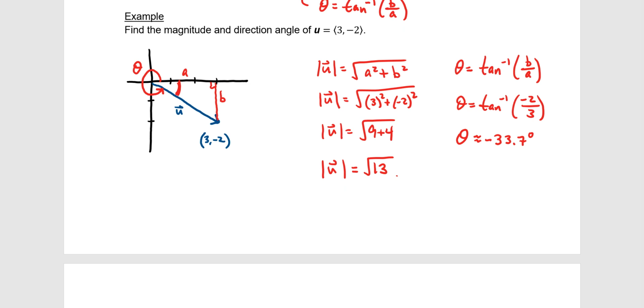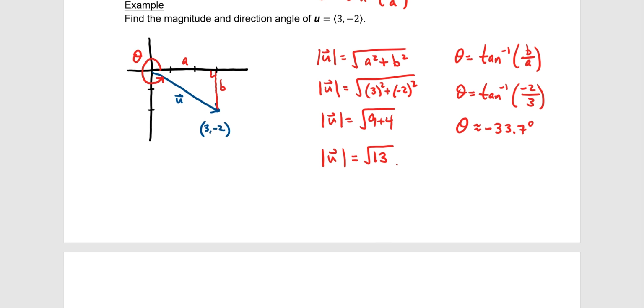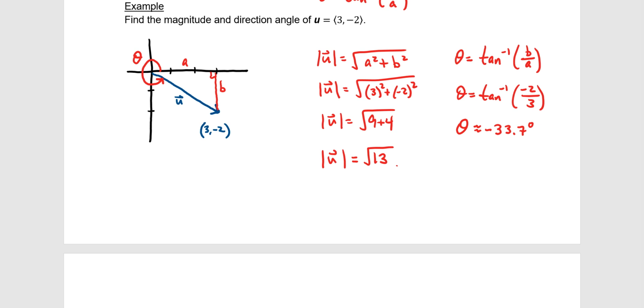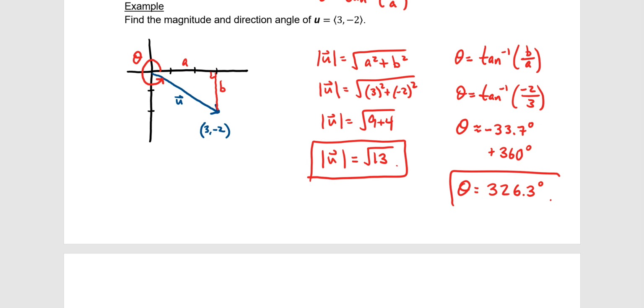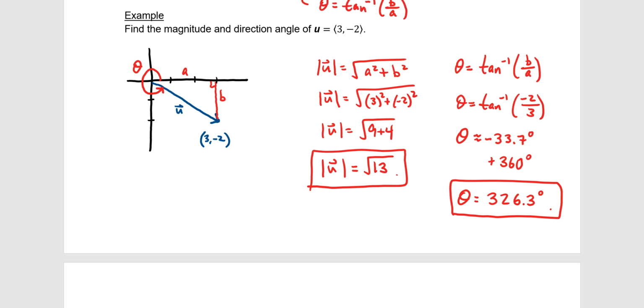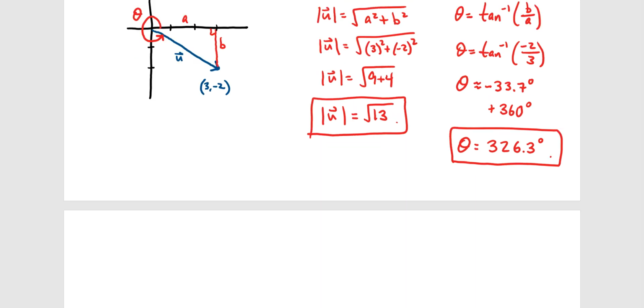In order to get our angle, that's actually going to be a coterminal angle, and in this case, we have to add 360 degrees to it. That one was a little bit tricky because we had to know to add 360 degrees, but we get 326.3 degrees. So that's the magnitude and direction of that vector.